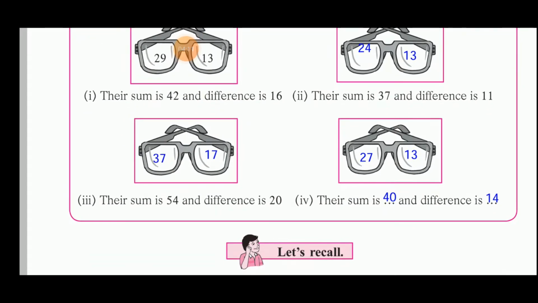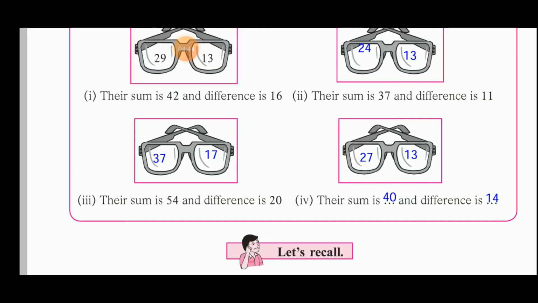Same way here also, x plus y is equal to 37, x minus y is equal to 17. So, you will get 2x will be equal to 37 plus 37, that is 74. So, x will be equal to 74 upon 2, that is 37. Now, the difference is 20. So, one number is 37, and the second number will be 37 minus 20, that is 17.